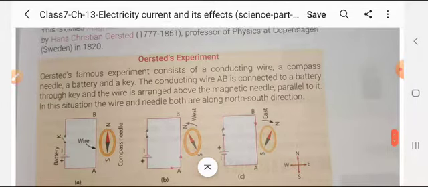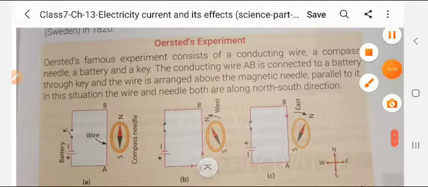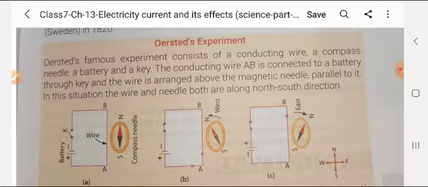Now student, let's see his experiment, what he has done. Oersted's famous experiment consists of a conducting wire. First, he took a wire through which a current could pass, which is called the conducting wire. He also took a compass needle, a battery, and a key.